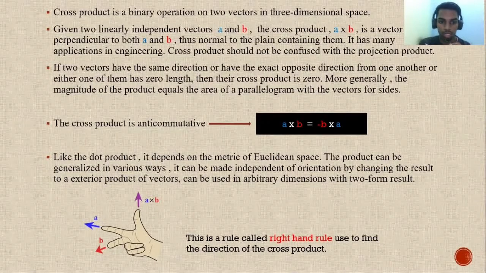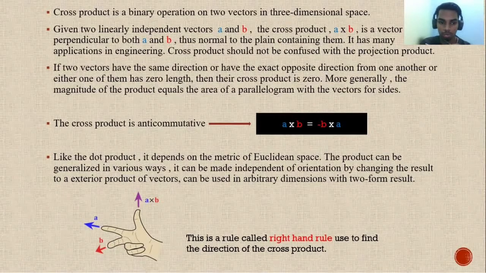The cross product is anti-commutative. That means they can switch places, but the sign changes. So, for example, A cross B becomes negative B cross A. Like the dot product, it depends on the metric of Euclidean space.